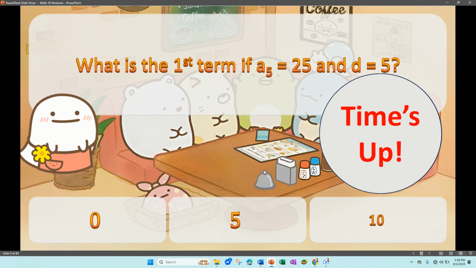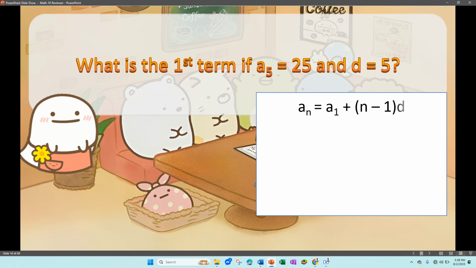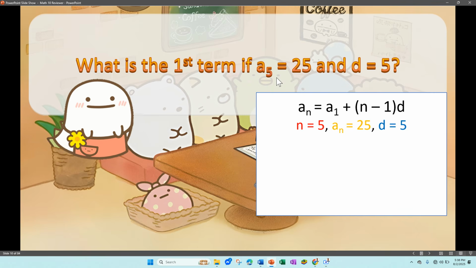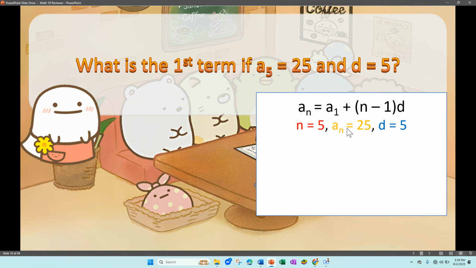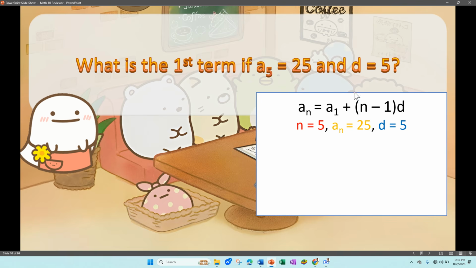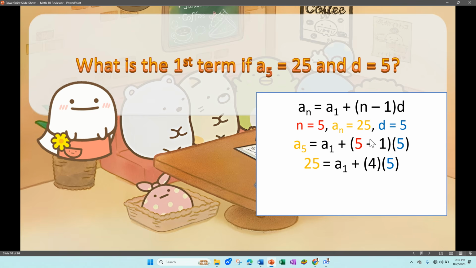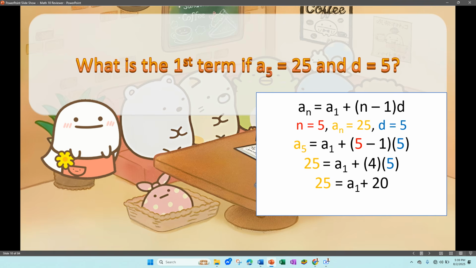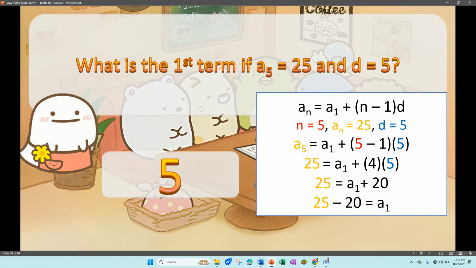Okay, so para makuha po yung first term, you have two options. Unang option, gagamitin natin yung formula natin. And our formula again is this. So we have n is equal to 5 since ito yung end term natin which is a sub 5, and a sub n is 25 and our difference is 5. Then substitution, do the parentheses, multiply, then subtract both sides by 20 to get the first term and that is 5. That is our first option.